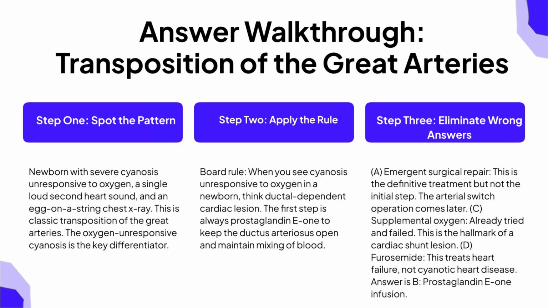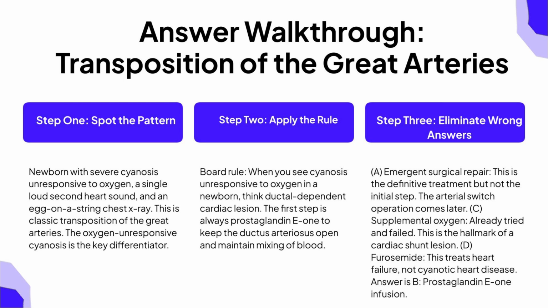Let us break this down step by step. Step 1. Spot the pattern. Newborn with severe cyanosis that does not respond to supplemental oxygen, a single loud second heart sound, and the classic egg-on-a-string chest X-ray appearance. That combination is transposition of the great arteries until proven otherwise.